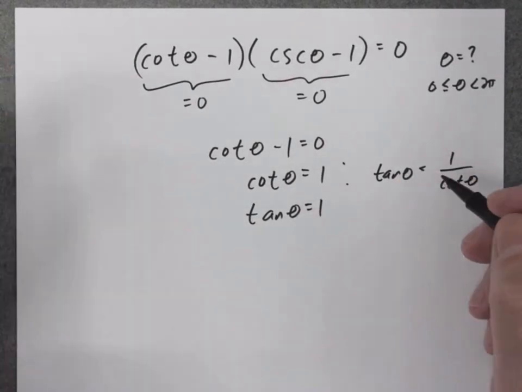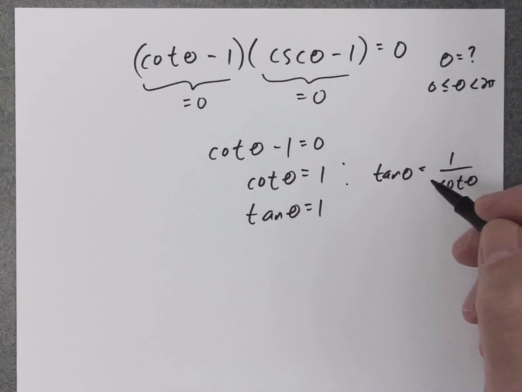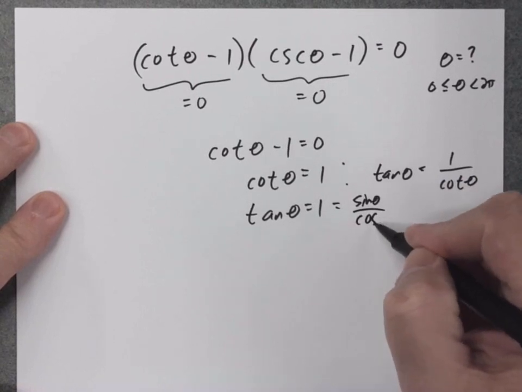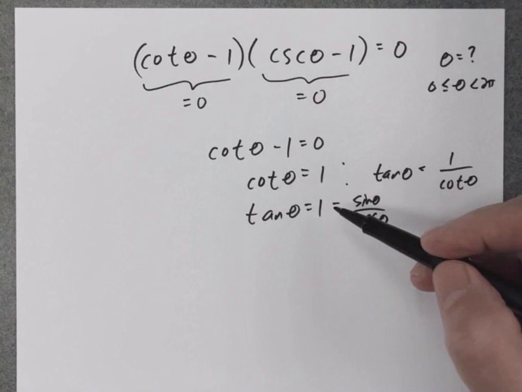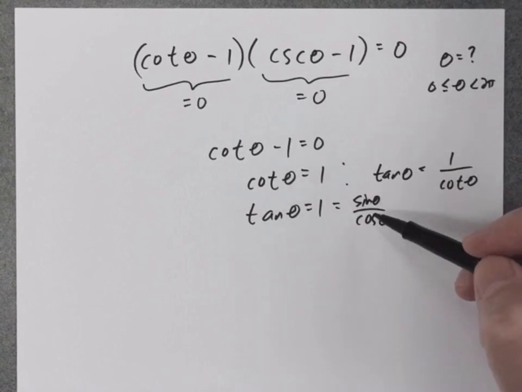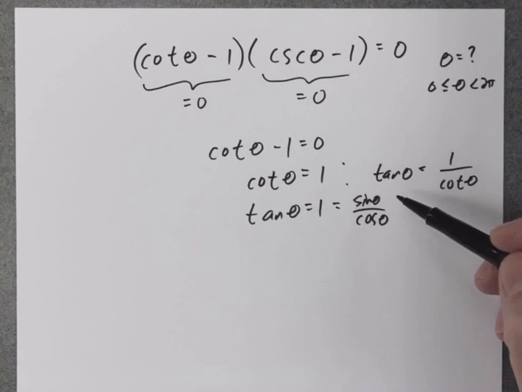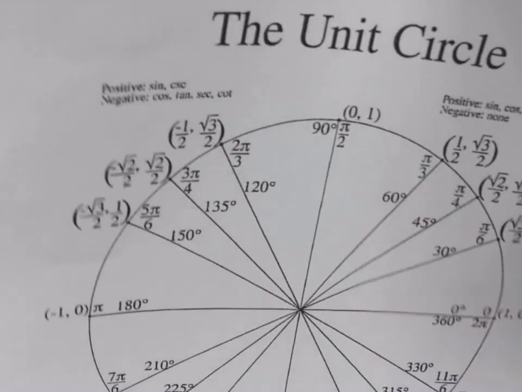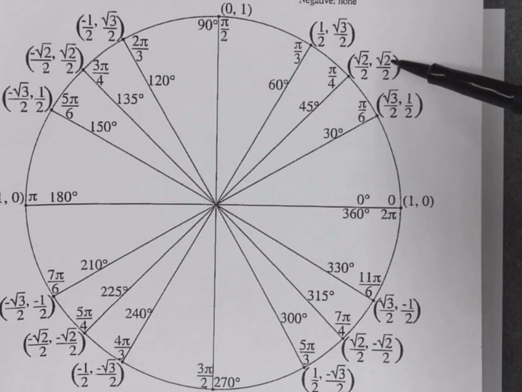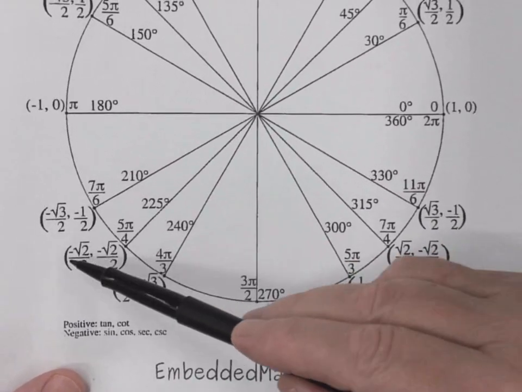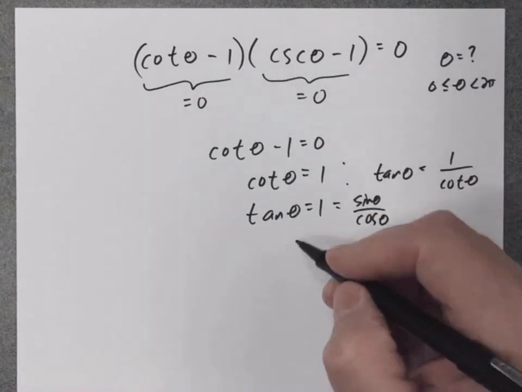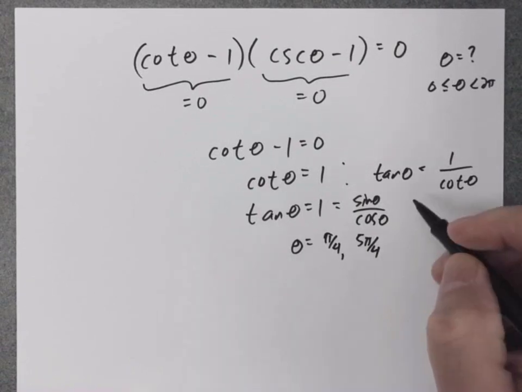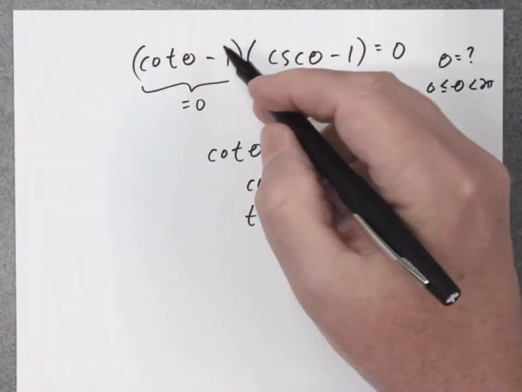So I think of the unit circle. Tangent, I have to think of sine over cosine. So since sine over cosine has to equal 1, I'm looking for the angles on the unit circle where sine and cosine are identical. And hopefully you've been using this unit circle enough now that you realize that occurs at pi over 4, where sine and cosine are the same, and 5 pi over 4, where they're the same. They're both negative. So it looks like there are going to be two solutions for this. So those are the solutions from this first parenthesis.